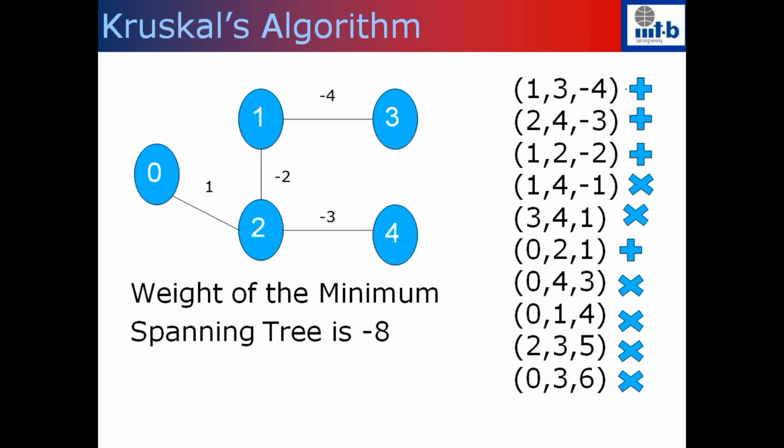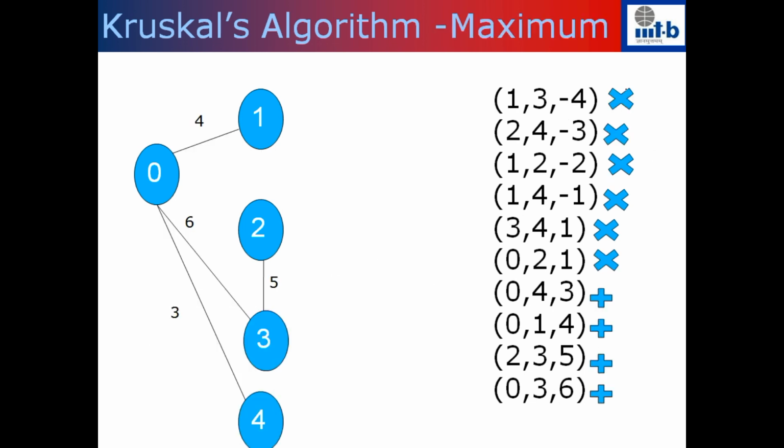So if you want the maximum spanning tree, then you have to consider the edges in the decreasing order of their weight. The first edge that I'm going to consider will be 0 comma 3. So I will add 0 comma 3. This is the edge that I'm going to add. Next I'm going to consider 2 comma 3, so I'll add this edge. Next I'm going to consider 1 comma 4 and 0 comma 1, so I'm going to add this edge. Then I'm going to consider 0 comma 4. All the first 4 edges are going to be added.